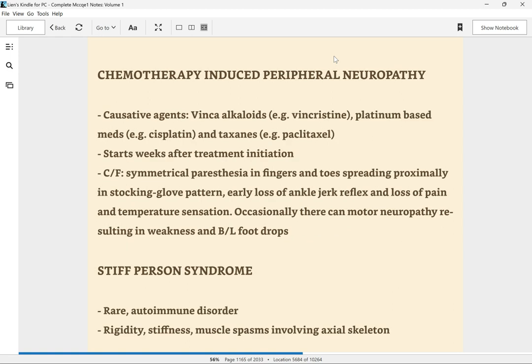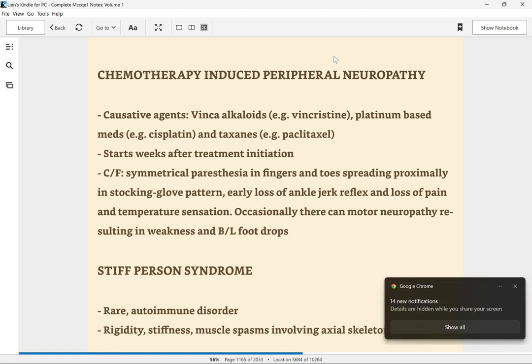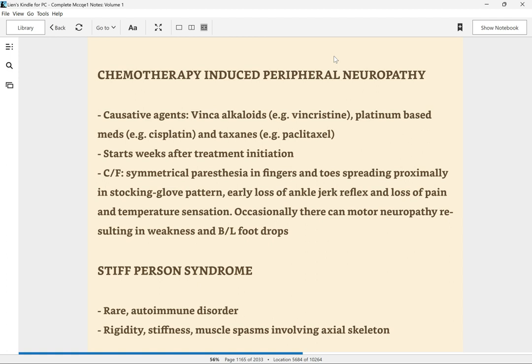Chemotherapy-induced peripheral neuropathy. Causative agents: vinca alkaloids, e.g., vincristine, platinum-based meds, e.g., cisplatin, and taxanes, e.g., paclitaxel. Starts weeks after treatment initiation. C/F: symmetrical paresthesia in fingers and toes spreading proximally in stocking-glove pattern, early loss of ankle jerk reflex and loss of pain and temperature sensation. Occasionally there can be motor neuropathy resulting in weakness and B/L foot drop.